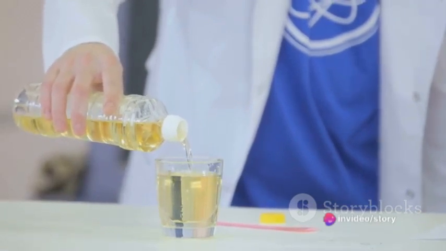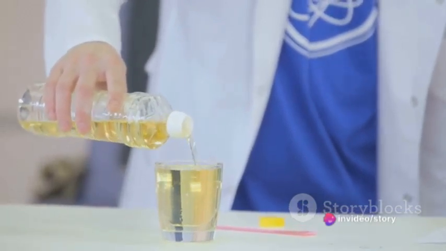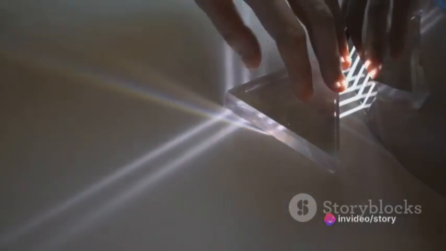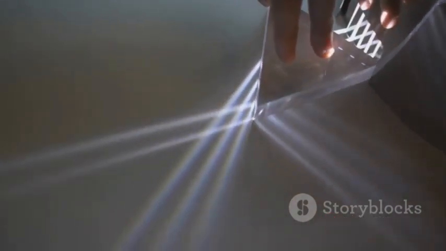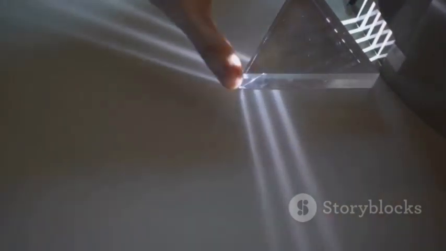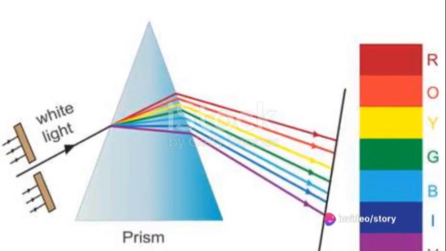The laws of refraction, on the other hand, state that the ratio of the sine of the angle of incidence to the sine of the angle of refraction is a constant for the light of a given color and for the given pair of media. This constant is known as the refractive index.